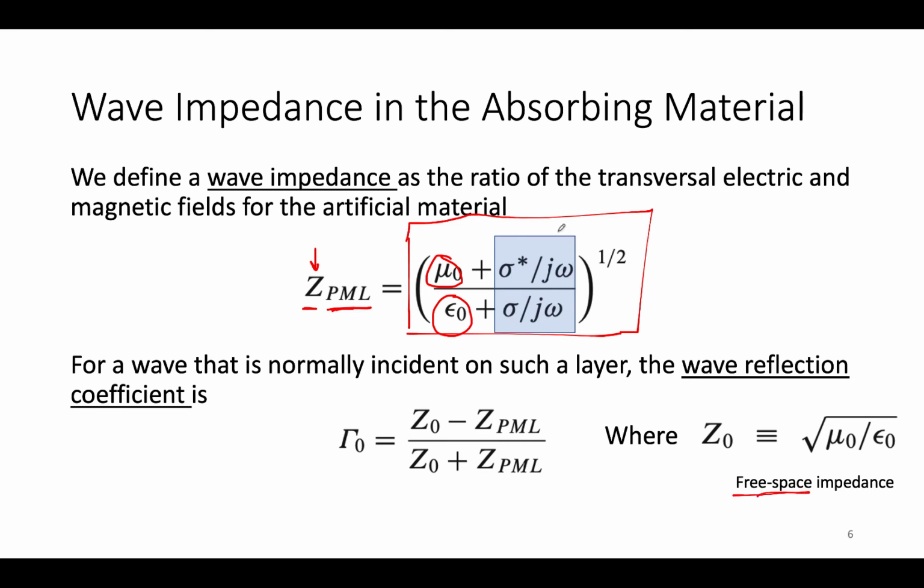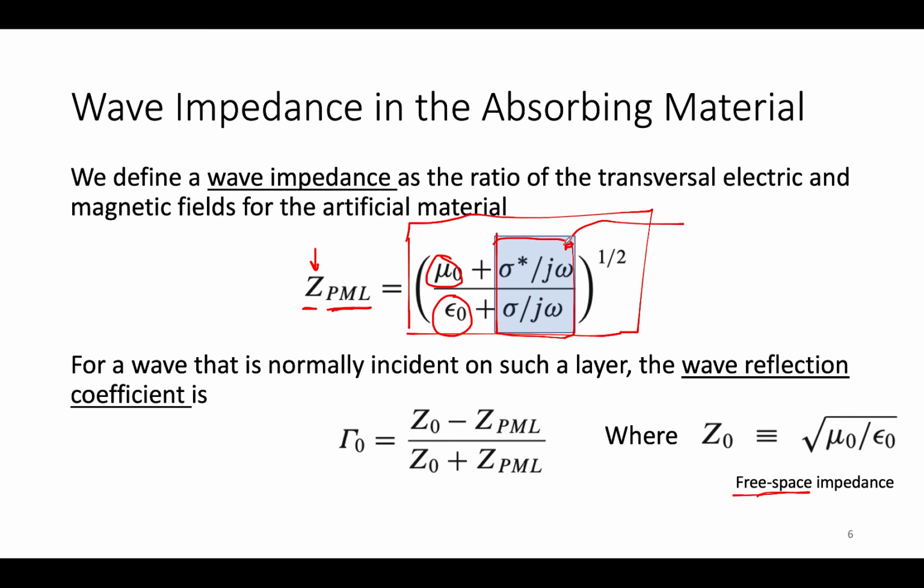Once you introduce the material with the magnetic conductivity sigma star and electric conductivity sigma, then we have this additional part at the numerator and denominator to take into account the material. So we add sigma star over the imaginary number multiplied by omega, and then we add to the denominator sigma over the imaginary number multiplied by omega.